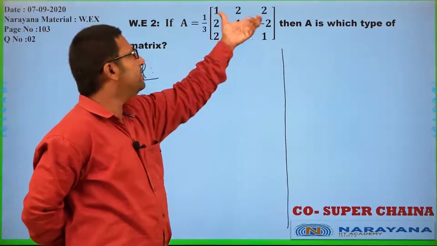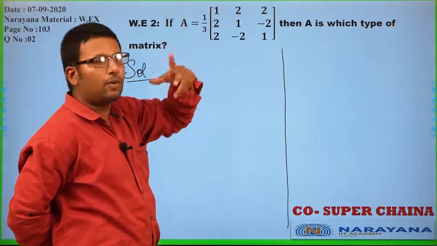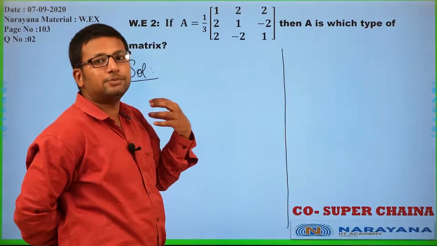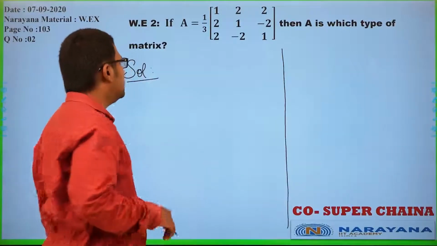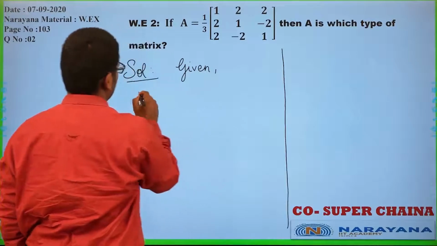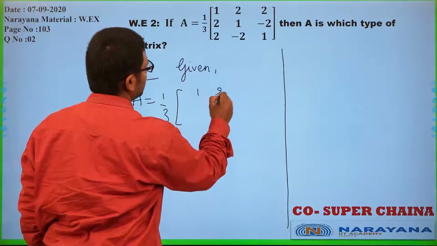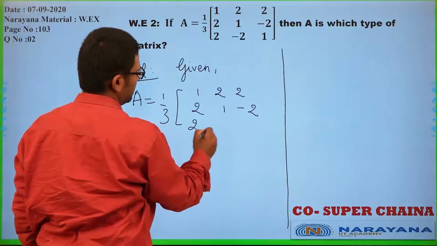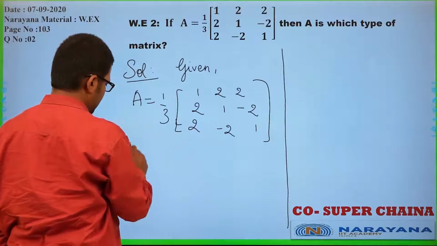So, when you square and add the elements of any row or any column and you get the number which is the square of whatever is the number outside, that should be your hint that it is probably an orthogonal matrix, and then you proceed to check, always verify. So we will say given A is equal to 1 by 3, 1, 2, 2, 2, 1, minus 2, 2, minus 2 and 1.